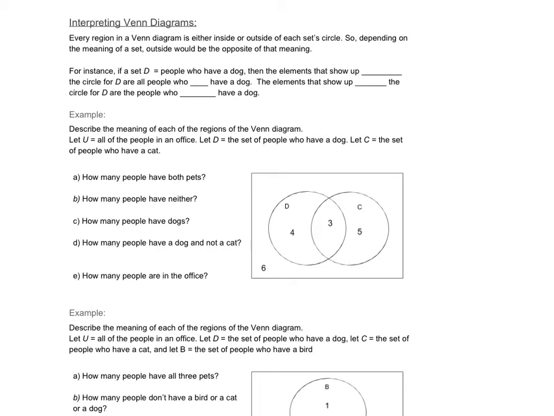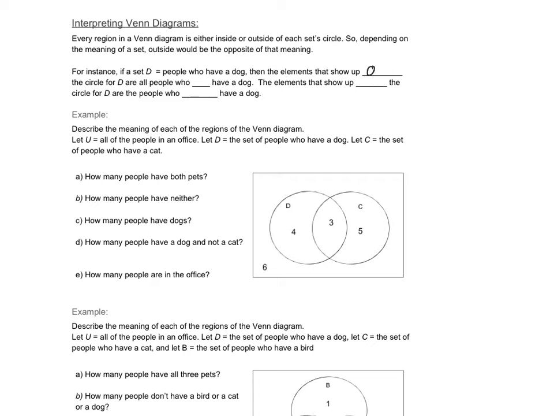elements that show up outside of the circle for D are people who do not have a dog. The elements that show up inside the circle for D are the people who do have a dog. So you're either in or you're out when it comes to these categories.